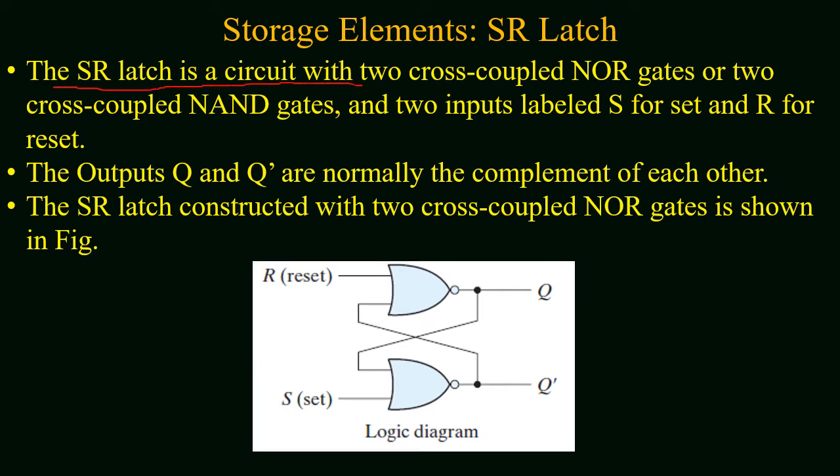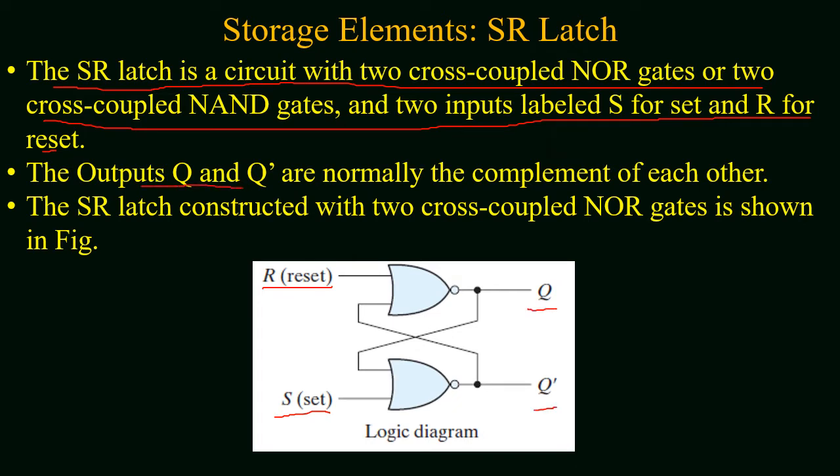The SR latch is a circuit which consists of two cross-coupled NOR gates or two cross-coupled NAND gates. The SR latch has two inputs. First one is represented by S and is used for set, and second one is represented by R and is used for reset. The outputs of SR latch are represented by Q and Q prime, and these outputs are normally complement of each other. The SR latch constructed with two cross-coupled NOR gates is shown in the figure.